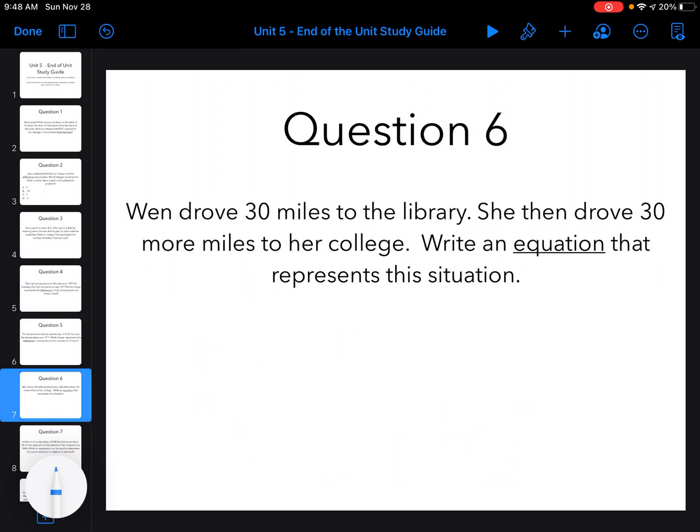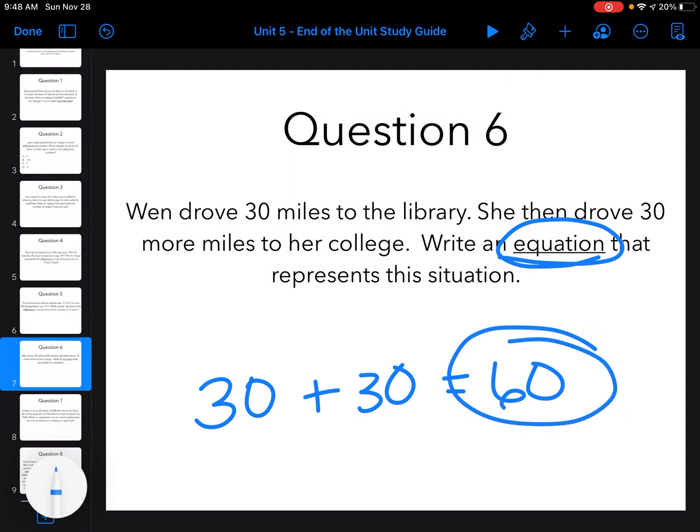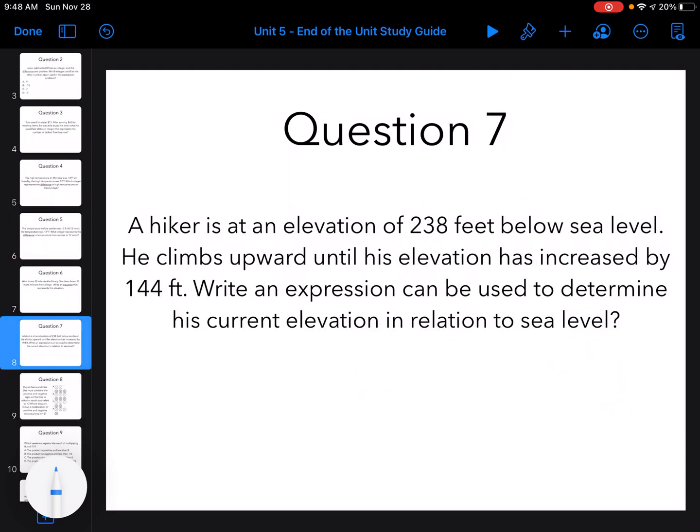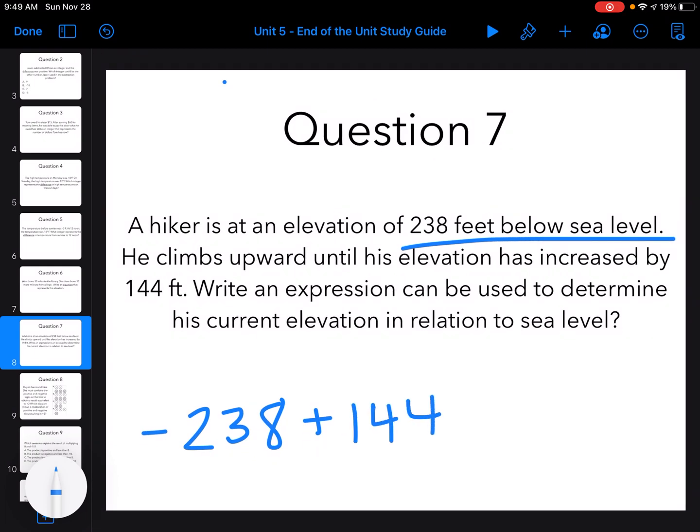Wen drove 30 miles to the library and then drove 30 more miles to her college. Write an equation, has an equal sign, that represents the situation. So she drove 30 miles plus another 30 miles to get a total of 60 miles. A hiker is at an elevation of 238 feet below sea level. He climbs upward until he's at an elevation that is increased by 144. Write an expression that can be used to determine his current elevation in relation to sea level. So it would be that.